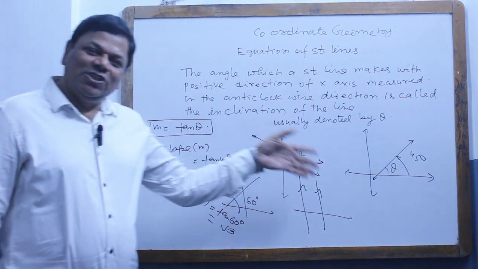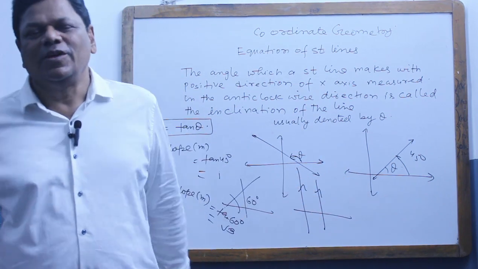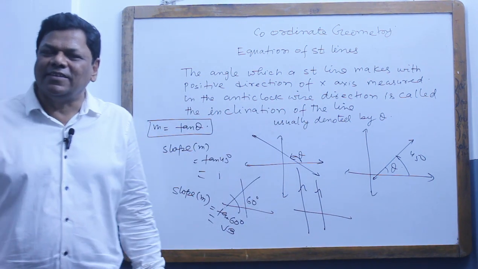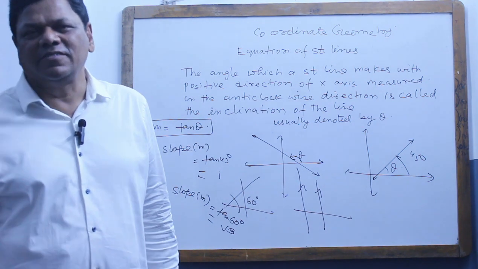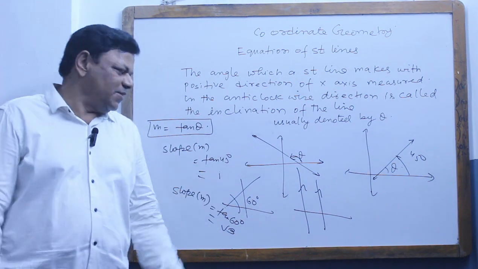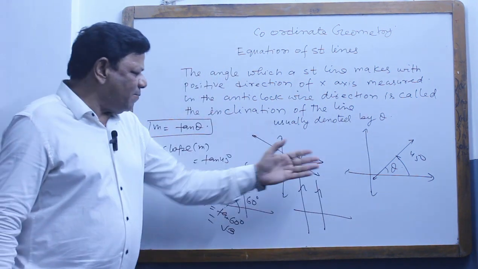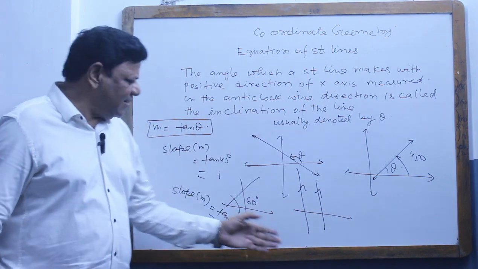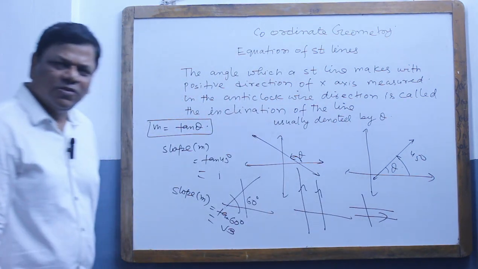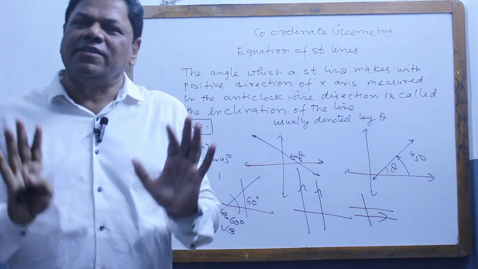Clear? If the x-axis is there, the slope is 0. If a straight line parallel to the y-axis is given, the slope is tan 90, which is undefined. That means it is 1 by 0, and 1 by 0 means an undefined value. So we have understood the slope of lines parallel to the x-axis, which is 0, and parallel to the y-axis, which is undefined because tan 90 is undefined. It is given in the table.